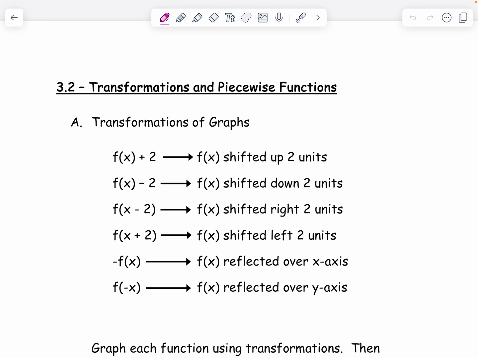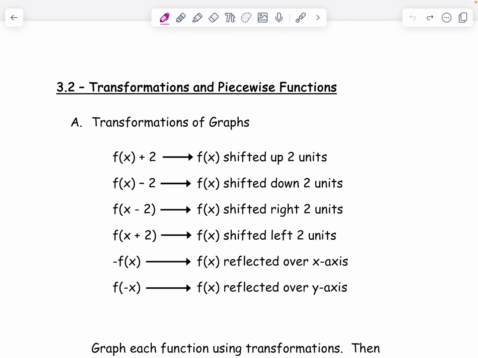Now we have to know how to recognize these in an equation when we see them. So your function, when it says f of x here, that just means your function, whether it's an absolute value function, a square root function, a quadratic, whatever. So if we have the function and then we have plus something behind it, in this case plus 2, that means it is shifted up 2 units. So we take the original parent function and the entire thing just shifts up 2 units.